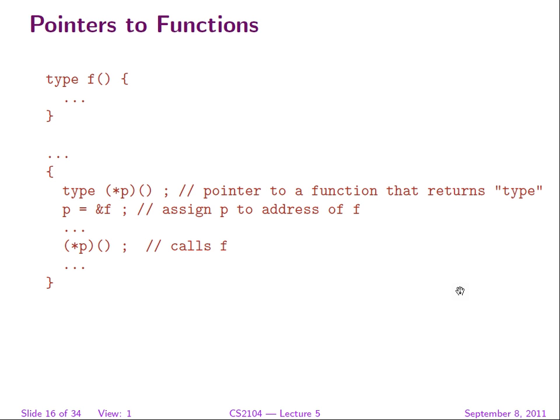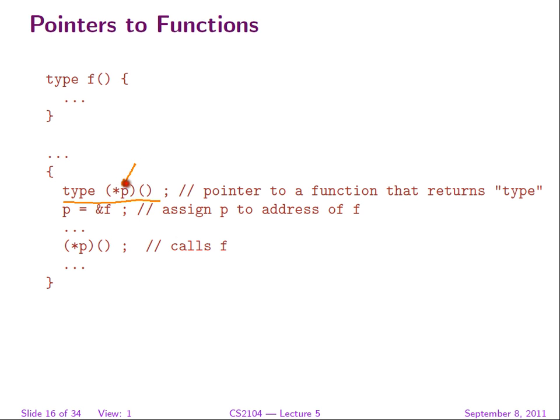We can have pointers to functions. So if I have a function returning some type, later in my code, I can perform this declaration, type *p. How do I read this?